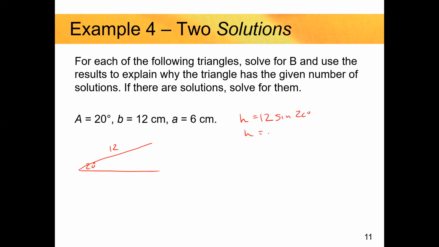What is H? What do you need to get to the other side? 6 times sine of 20. Ooh, I think it's 12 times sine of 20. Yeah, 4.1. Okay, that's cool. 4.1 is what I need. I have a 6 on my hands.